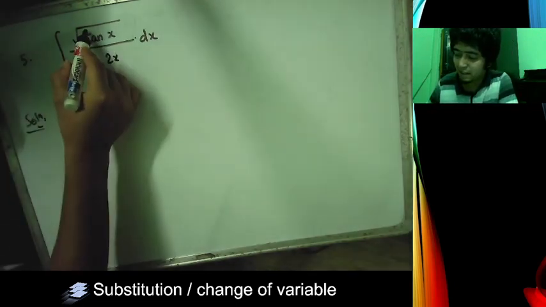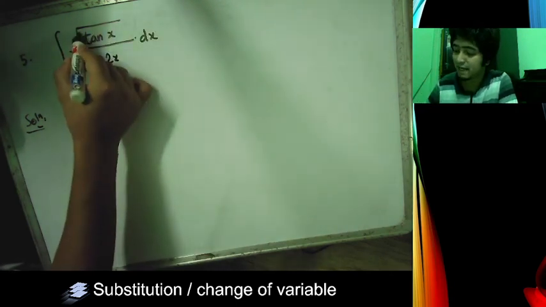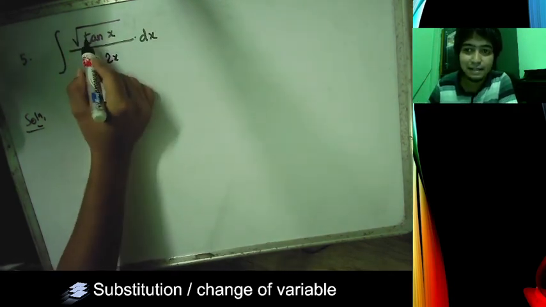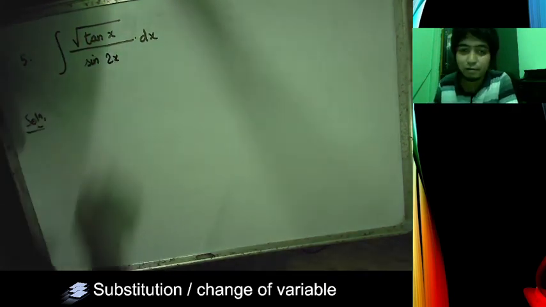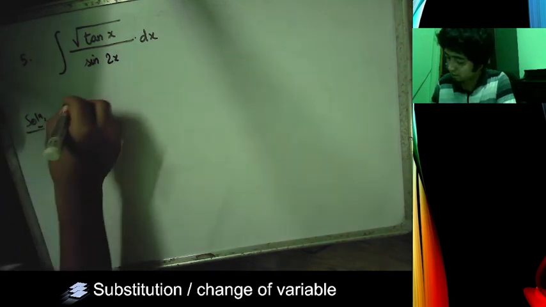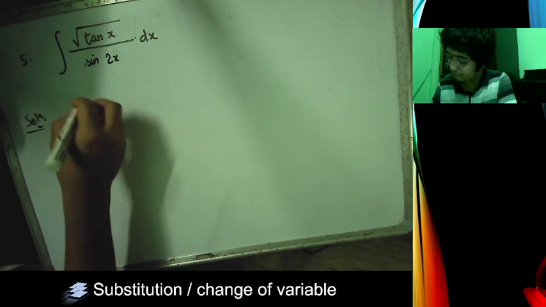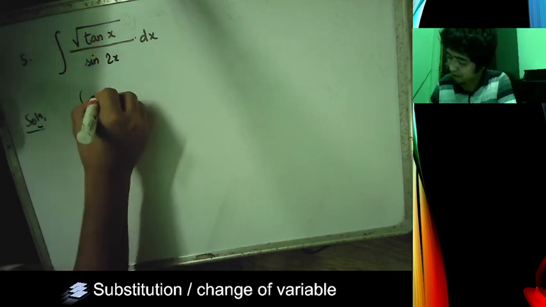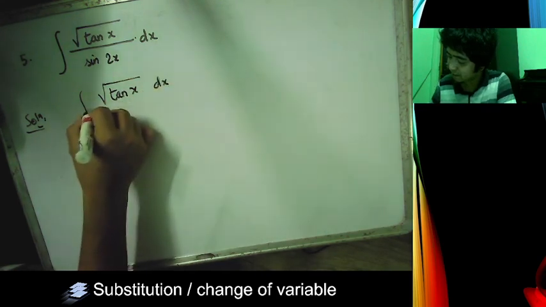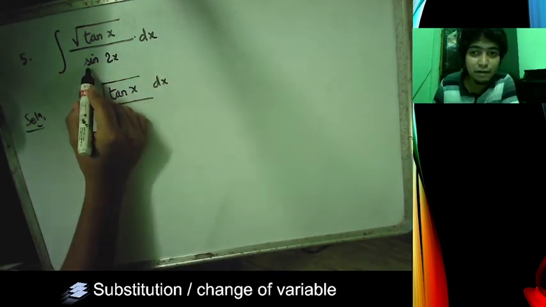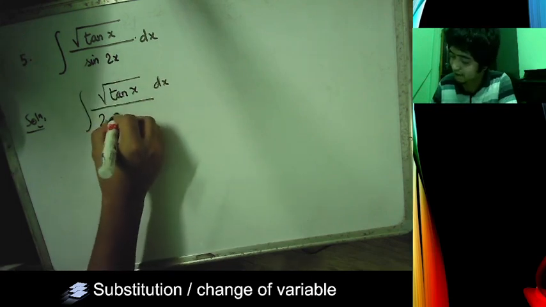We can immediately think that the most difficult looking term over here is this root tan x. So we can think of substituting tan x. That is exactly what we will do, but again, we have to do something else first. What I will do over here is I will still write this one as tan x dx, but I will use the formula for sine 2x. The formula for sine 2x is 2 sine x cos x.